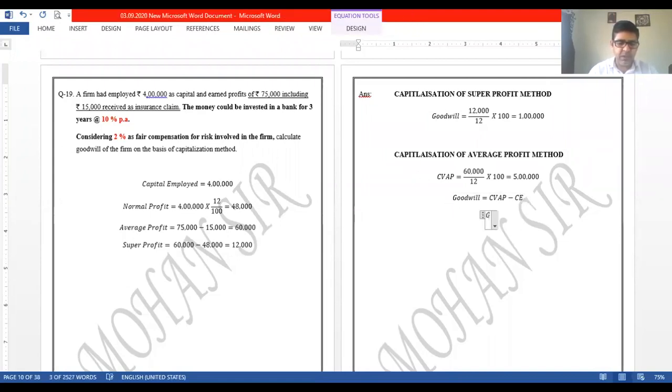So let us place the values over here. Goodwill will be equal to, capitalized value can be seen as rupees 5 lakh and capital employed can be seen as rupees 4 lakh, right? So the difference is rupees 1 lakh. Okay, you can see that the value of goodwill remains the same. This is 1 lakh and this is also 1 lakh.